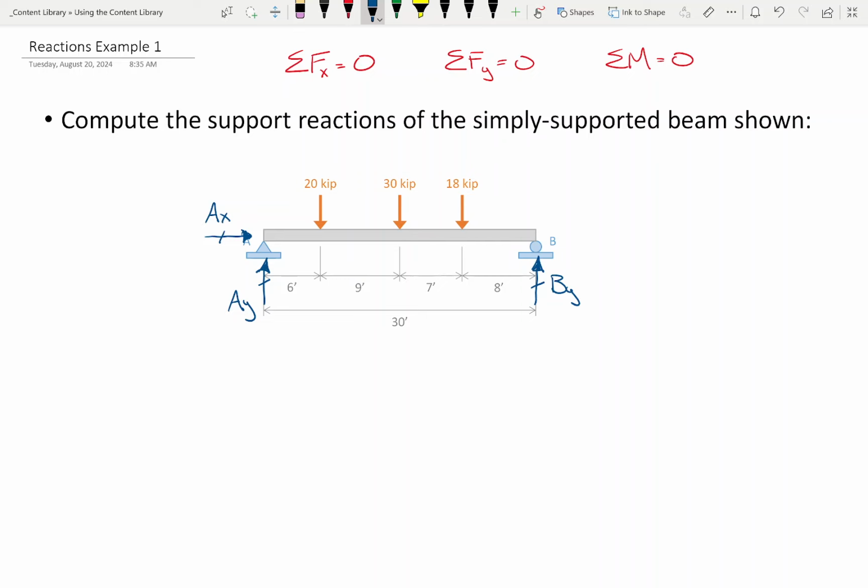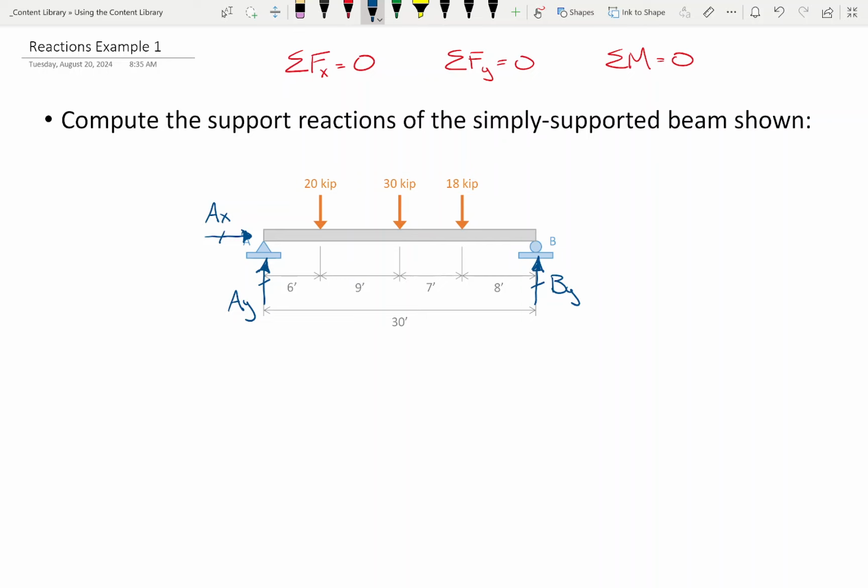Now, if we want to get hyper-specific, we could also sum moments at B, because not only does this unknown pass through point B, but the line of action of AX passes through point B as well. Does that make sense? And I mention that because we are going to be dealing with frames that have incline rollers, and so these are some strategies that you might want to consider. So far, so good? All right.